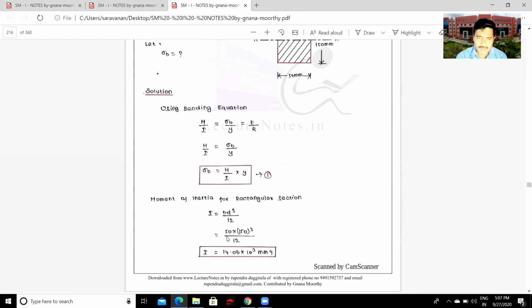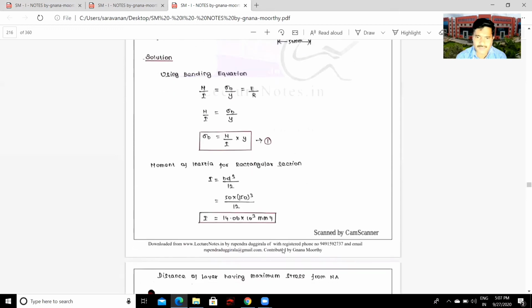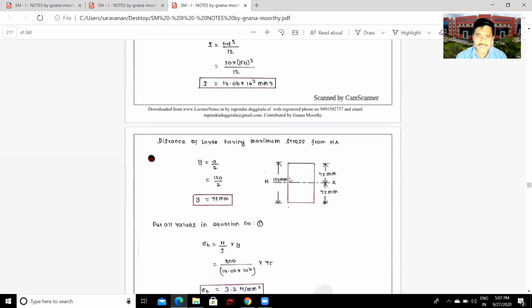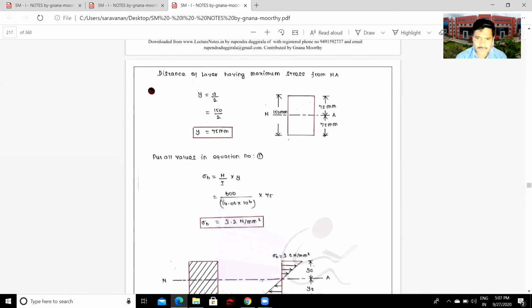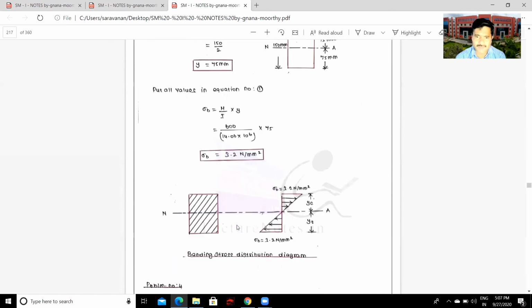So the I value, you have to find bd cube by 12 for rectangular section, b value 50, d value given 150, the whole cube by 12. So moment of inertia you are able to calculate, right? So what is the distance of the layer having maximum stress from the neutral axis? The y value is d by 2, 75. Right, so sigma b equal to M by I into y. So M value given in the problem is 600 divided by the I value you found, y value 75. Substitute, you will get the bending stress 3.2 Newton per mm square.